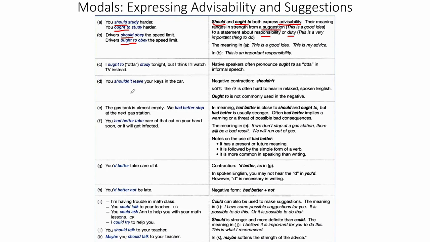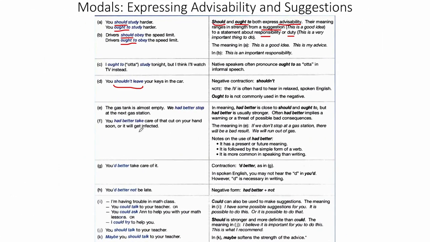Now let's move on to the negative form. Here we have the negative form for should: shouldn't leave your keys. In the negative, we have the contraction. Now we move on into, sorry, I have to go back. We have here the next modal we can also use for expressing advisability, which is had better. The gas tank is almost empty. We had better stop at the next gas station. Next example: you had better take care of that cut on your hand soon or it will get infected.